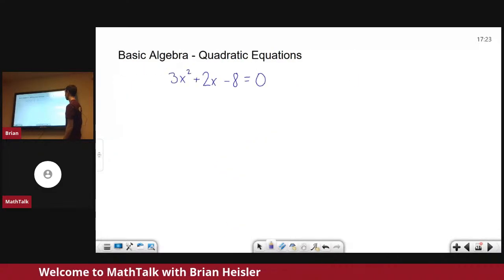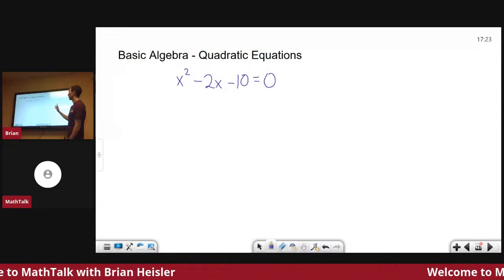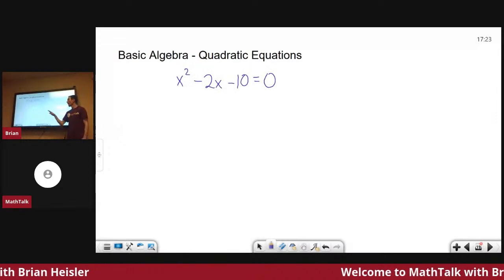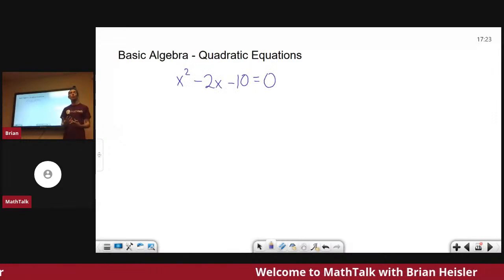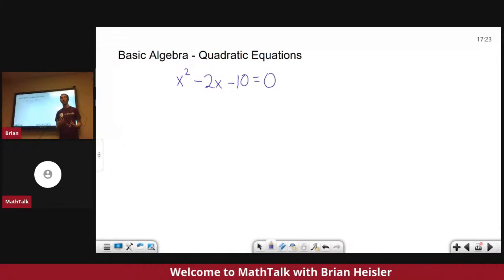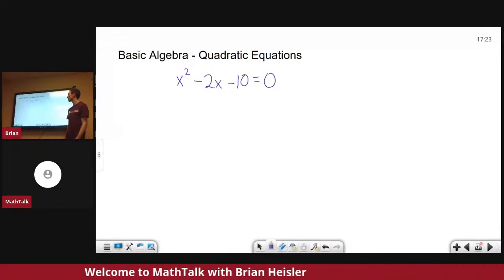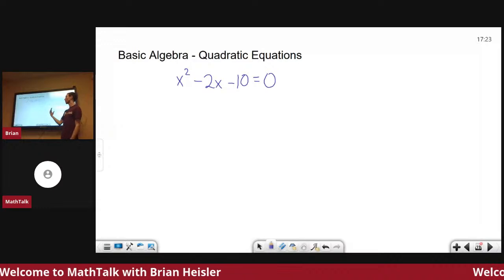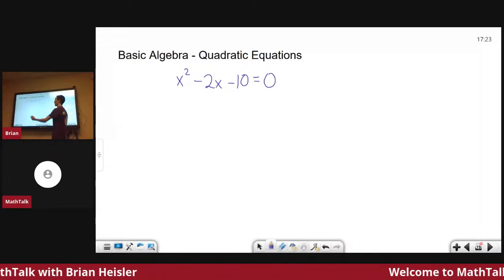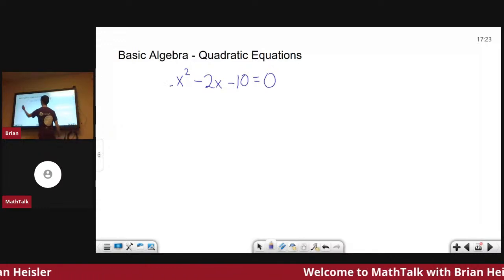I actually want to go through a quadratic equation real quick. And I want to go through this because I want to show you a trick that I have used a lot when it comes to quadratic equations, especially ones where there's no leading coefficient here.